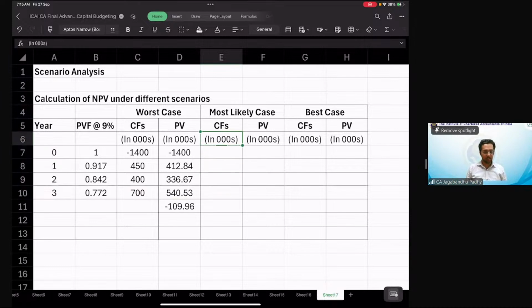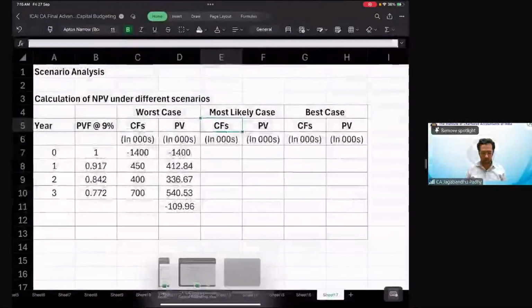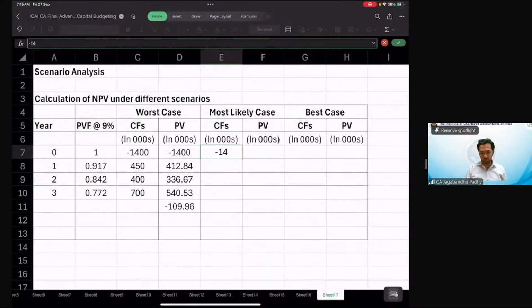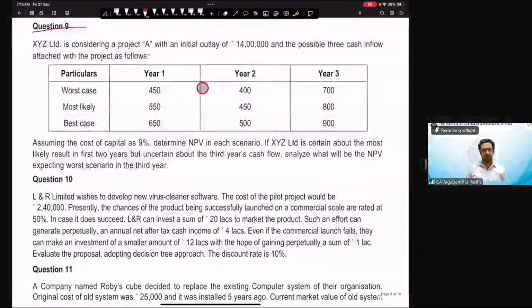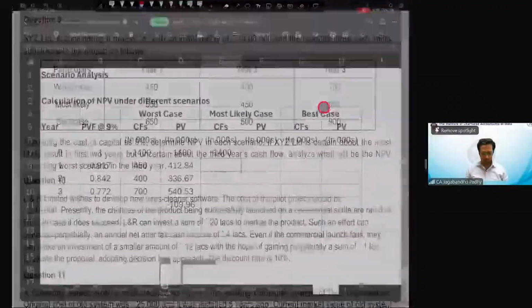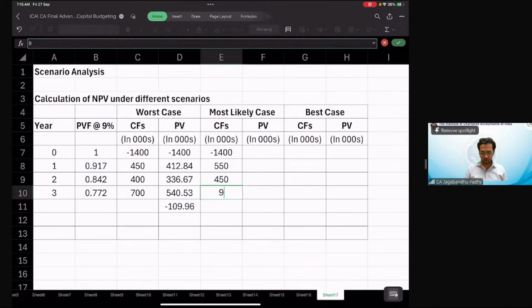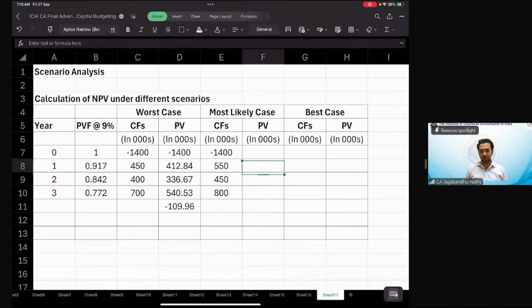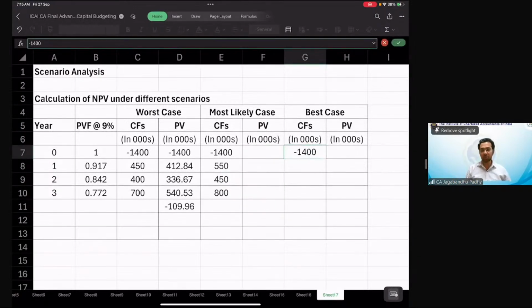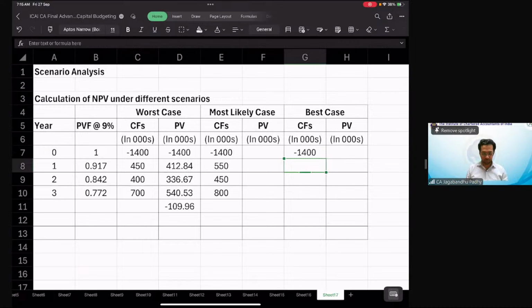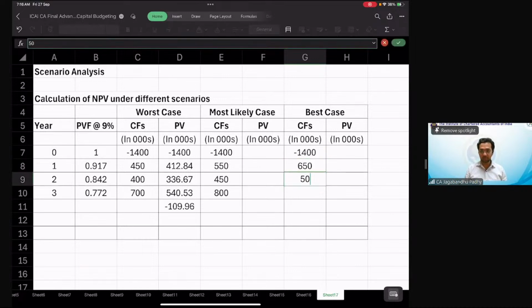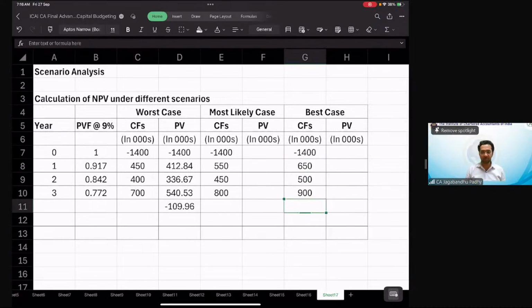Now, in the most likely case, cash flows are, initially, 1400. But in the most likely case, you have year 1 550, year 2 450, and year 3 800. In the best case, cash flows are going to be negative 1400 in the 0th year. Then we have 650, 500, and 900.